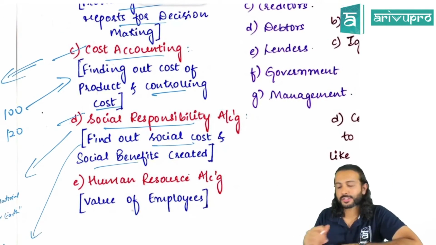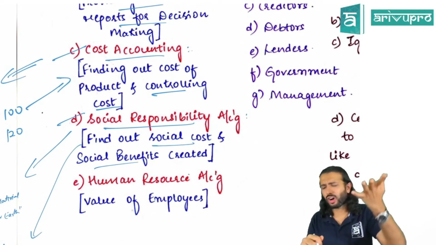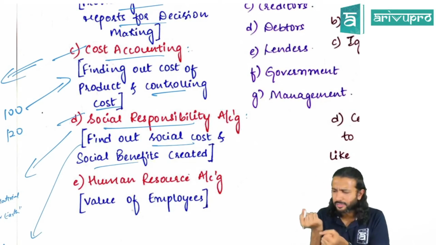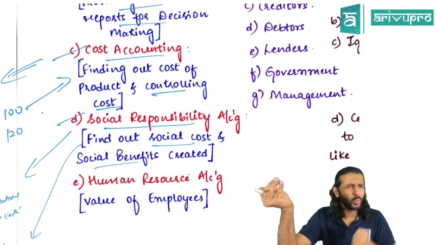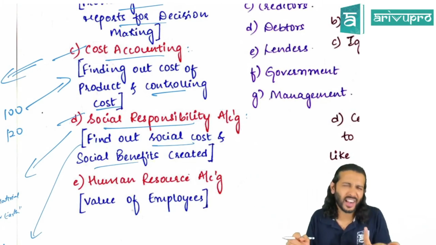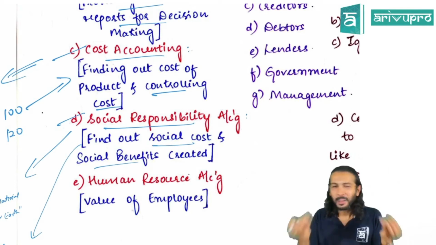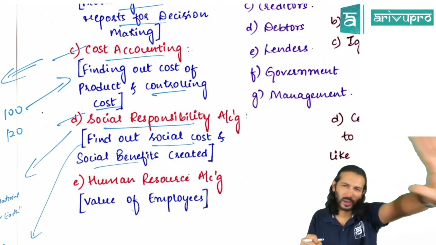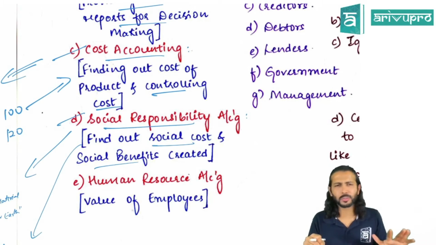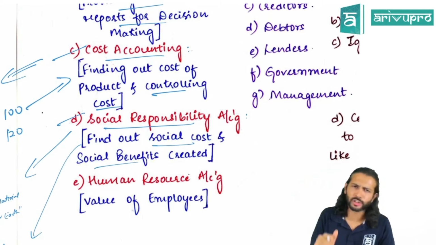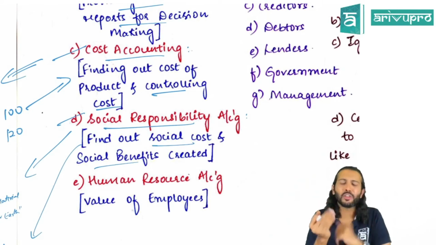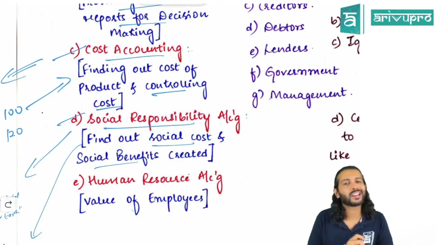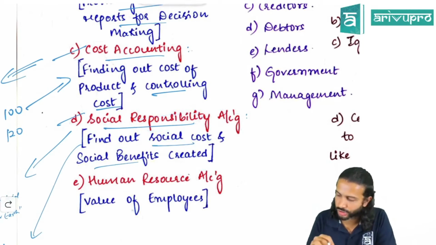Basically, social cost and social benefit. The benefit that you're doing to the society versus the harm, we can't say harm, we'll call it cost. But in reality, it's basically the harm that you're doing to the society. What you're taking away from the society, what you're giving to the society. Keeping a tally of that, we call it social responsibility accounting.